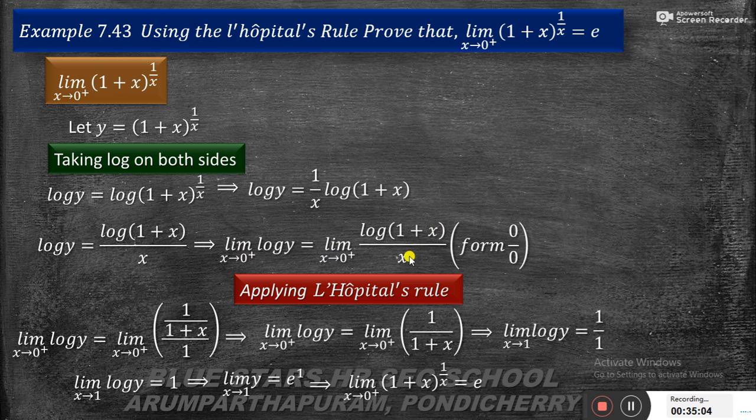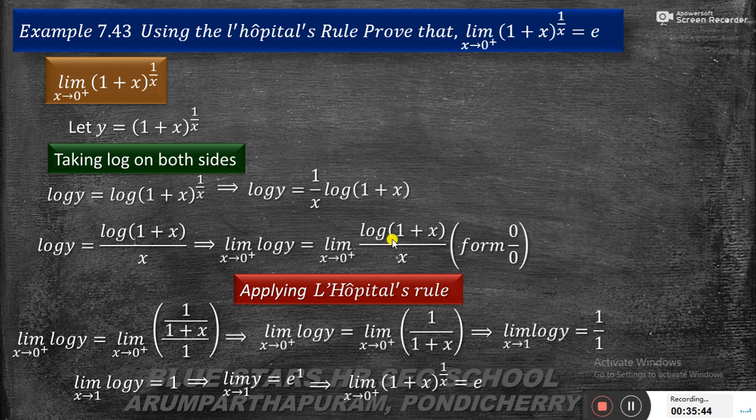So again I substitute x equal to 0. Then we get log 1 by 0. Log 1 is 0, so 0 by 0. Again we get the indeterminate form. So we are applying L'Hopital rule. Therefore limit x tends to 0 plus log y equals the limit x tends to 0 plus of 1 by (1 plus x) by 1. L'Hopital rule means we differentiate these functions.